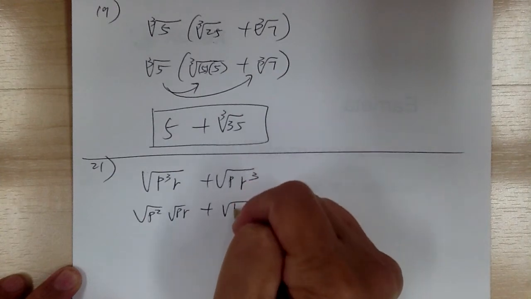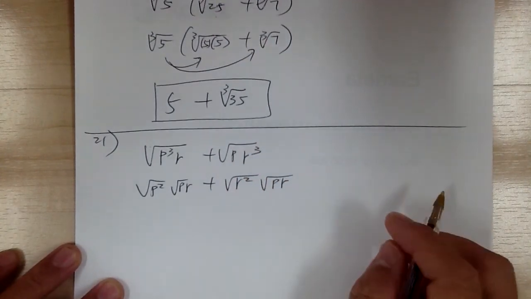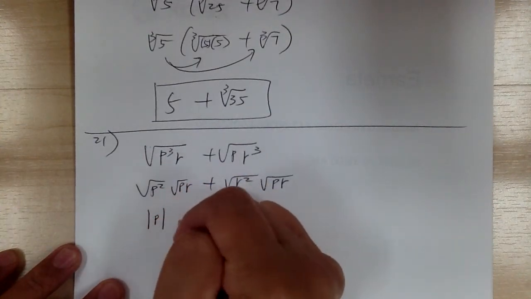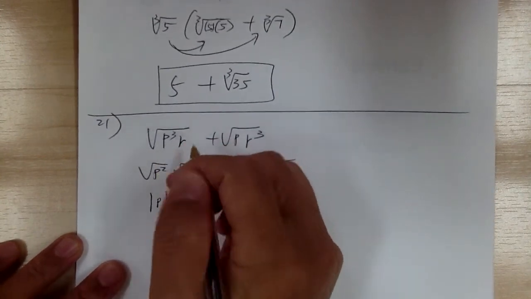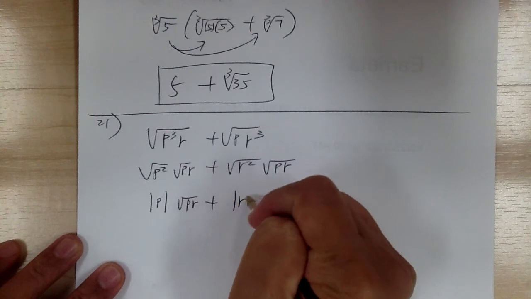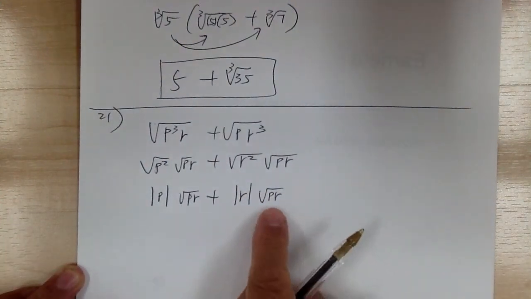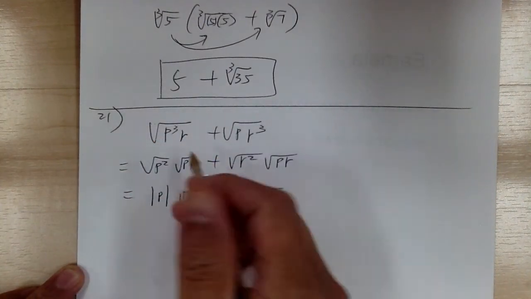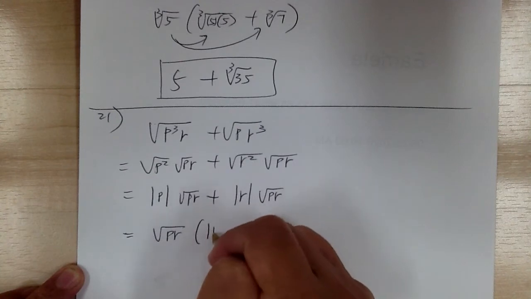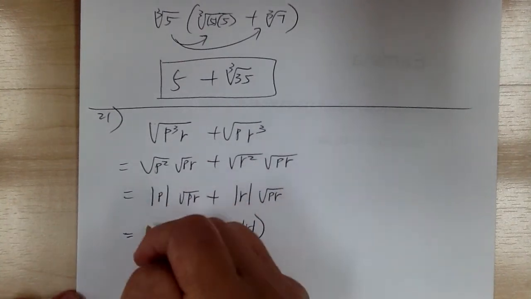This one you can take out the r squared, and you can have p r, right? Then after that, you can go ahead and make this into absolute value of p, right? Again, remember this. Okay, so remember you need to have absolute value for that, right? Plus absolute value of r times square root of p r. And then you can factor out the square root of p r. So square root of p r times absolute value of p plus absolute value of r. Okay.